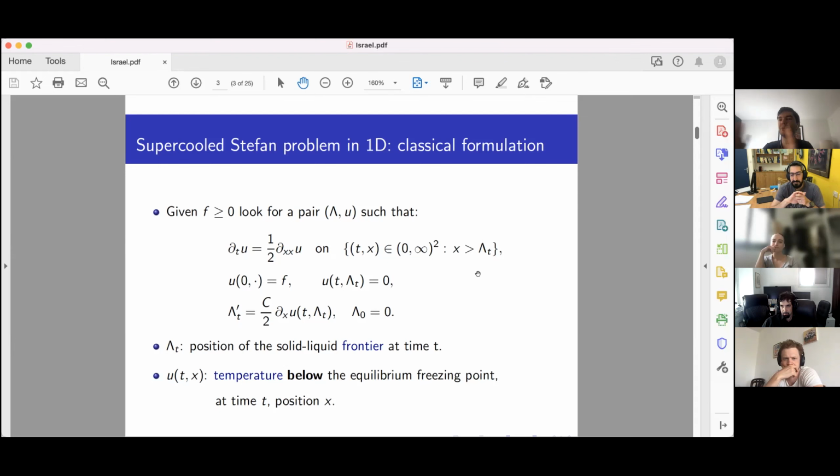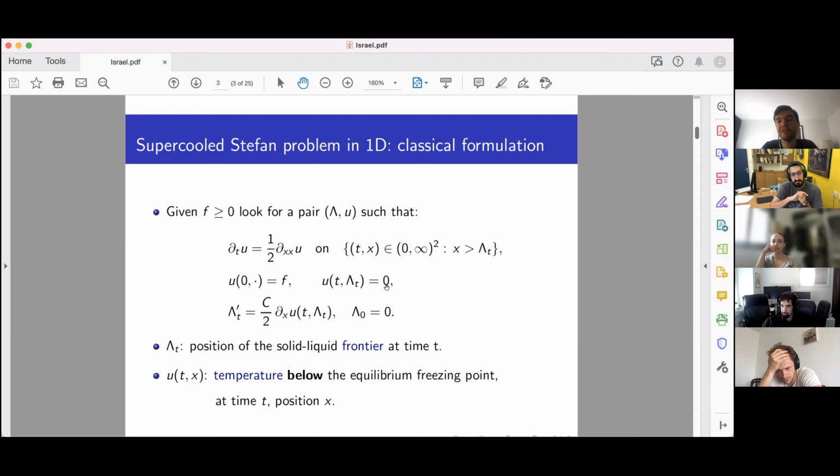In other words, we assume that the temperature in the ice is exactly 0 Celsius, exactly the equilibrium freezing temperature, and we just model the temperature in the water. So that's the first equation. The second line has the boundary conditions for this partial differential equation. On the one hand, you have an initial condition. We start this experiment with some initial temperature distribution F.